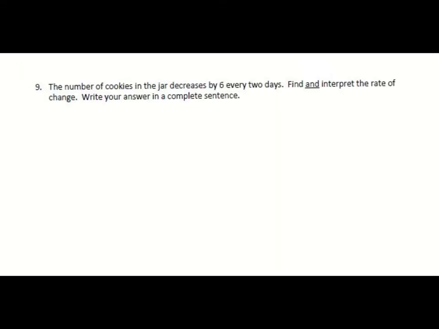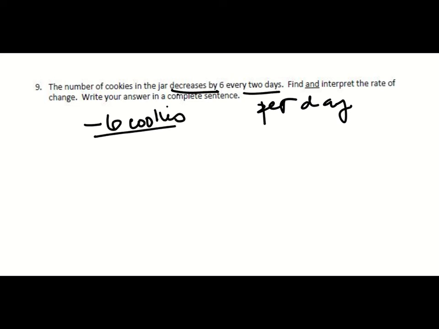Okay. The number of cookies in a jar decreases by 6 every 2 days. So find and interpret the rate of change. Again, remember everything has to be per day, not per 2 days. So it decreases 6 cookies every 2 days. So that's basically 3 cookies every 1 day.